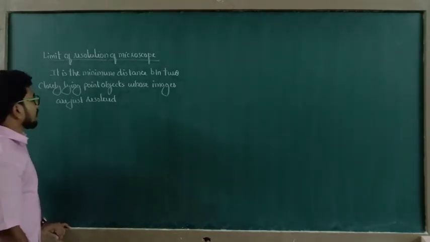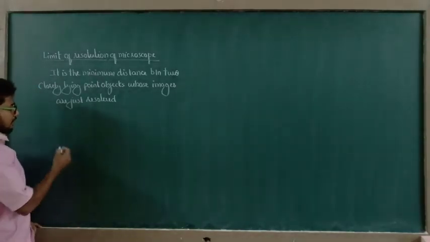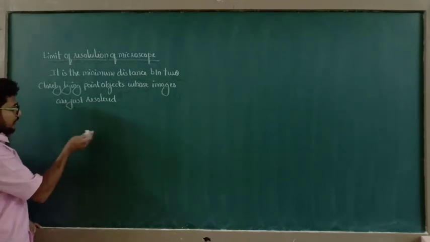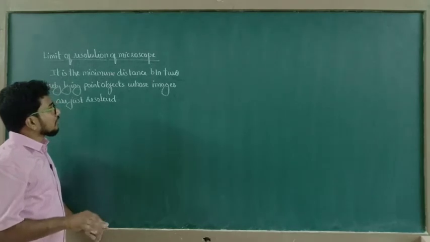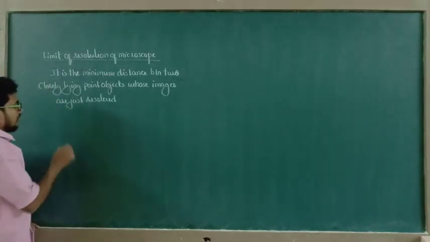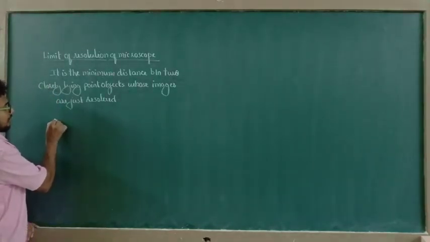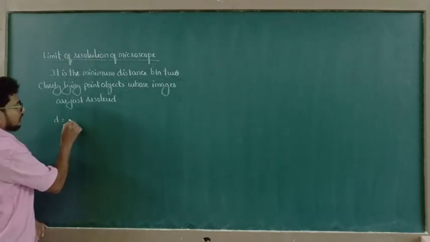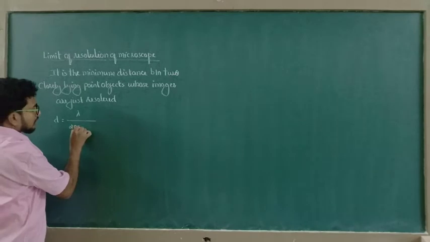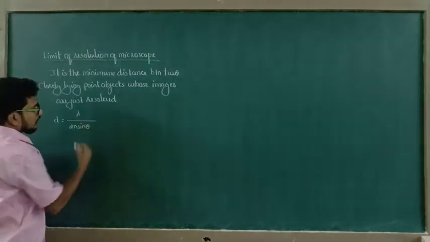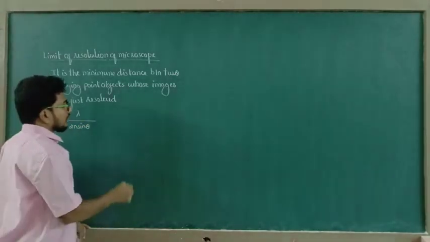Expression for limit of resolution of microscope. It is represented by small d. In a different textbook they are going to use different abbreviations. No problem, don't worry about that one. And here limit of resolution d is equal to lambda divided by 2n sin theta.